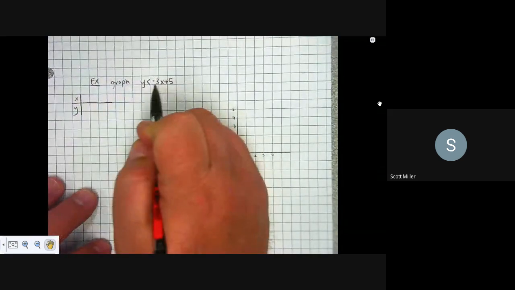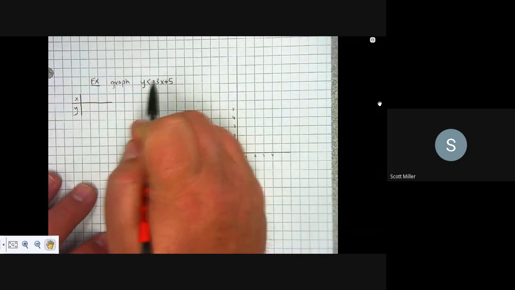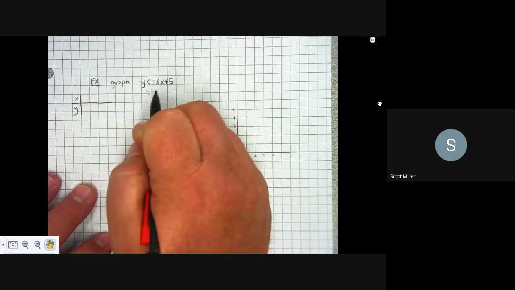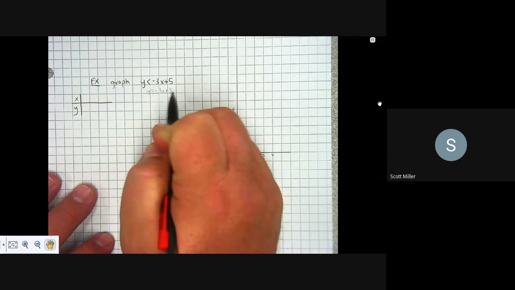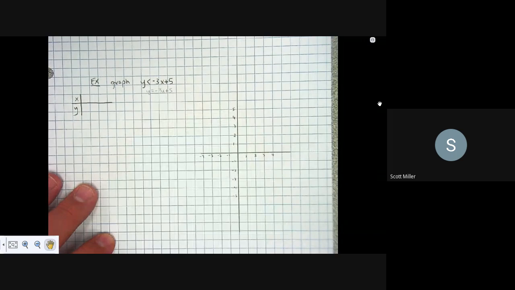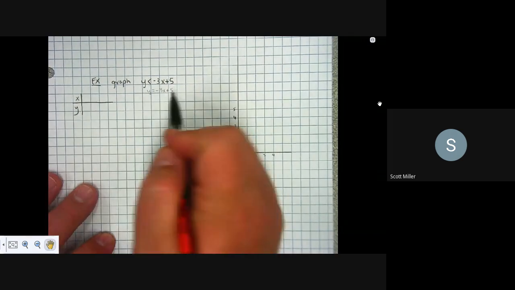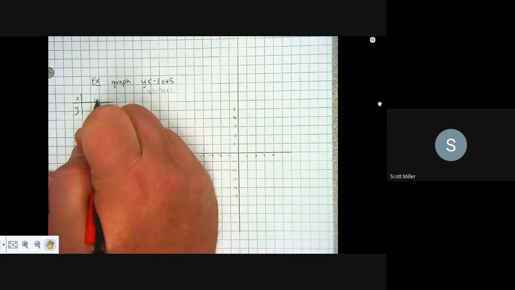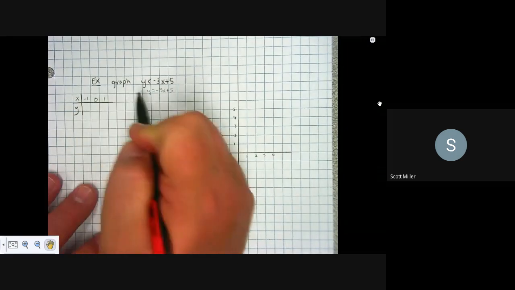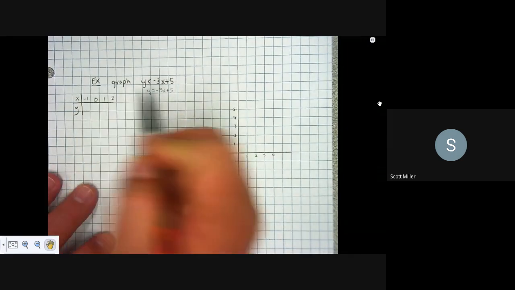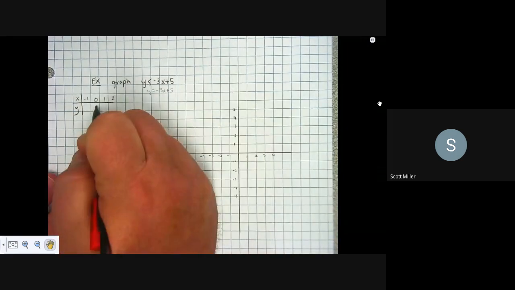All right, let's do this example. My boundary line is going to be this same thing, but with an equal sign here. So my boundary line would be y equals negative 3x plus 5. And I want to be able to graph that. Okay, so I pick points on my table. Here's 0, here's 1, here's negative 1. And if I want to do another point, I can. Here's 2.